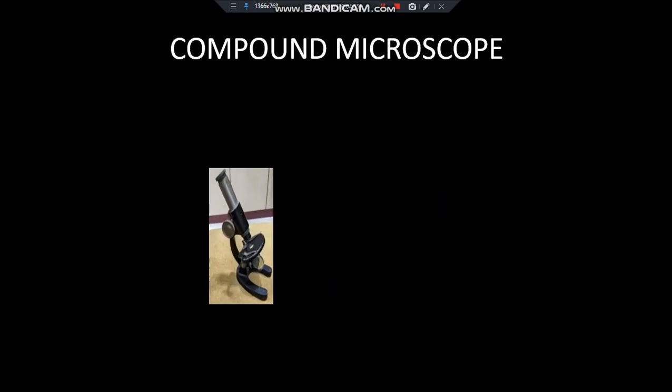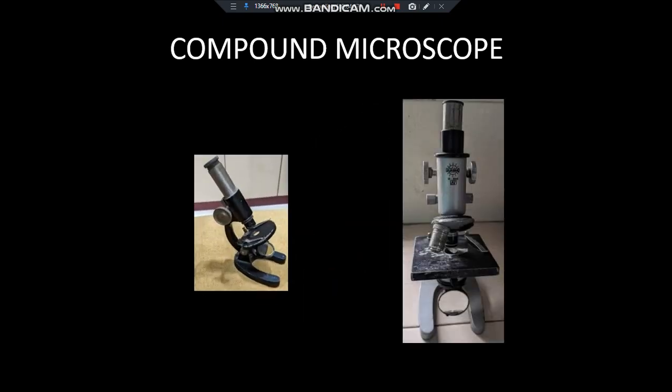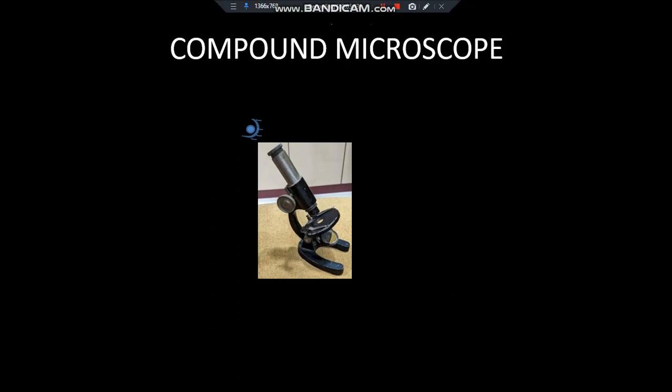Now let's look at the compound microscope. This is a compound microscope. We have two lenses in the compound microscope. The one which is near the object is the objective. And the one near the eye is the eye lens.